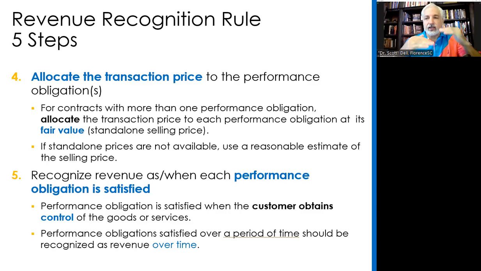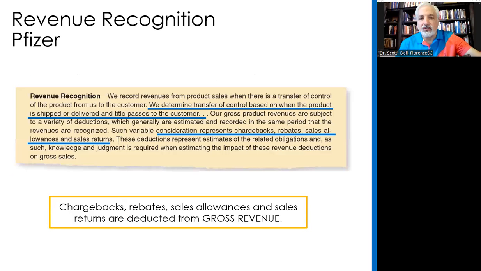So at each level of performance, I get to this good, I recognize revenue; I get to this, I recognize revenue; I get to that. And if standalone prices are not available, use a reasonable estimate of selling price for the allocation of the price to those performance obligations. And then RevRec has a time frame attached. Performance obligations are satisfied when the customer obtains control. It's all about control. Performance obligations satisfied over a period of time should be recognized over a period of time. So if we have 5 or 6 things we need to do, we recognize revenue at the accomplishment of each one of those elements as they go.